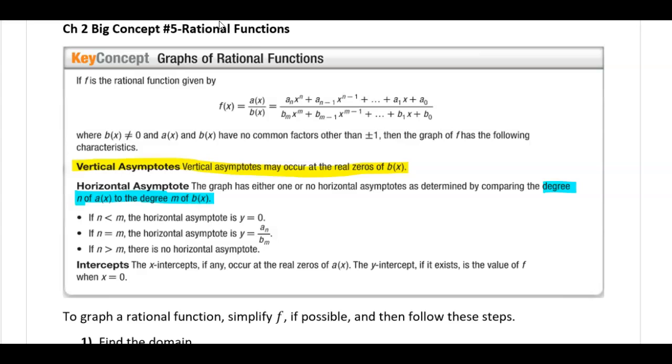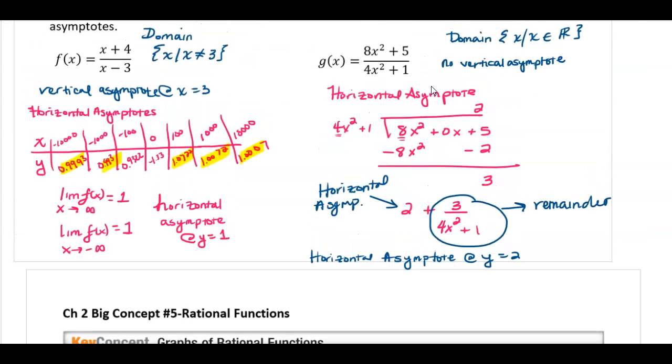Now, n, what you just have to remember here is n is numerator. So if the degree of your numerator is less than the degree of your denominator, you have a horizontal asymptote at y equals 0. If the degree of your numerator is equal to the degree of your denominator, you just divide the leading coefficients. And if the degree of your numerator is greater than the degree of your denominator, then there is no horizontal asymptote.